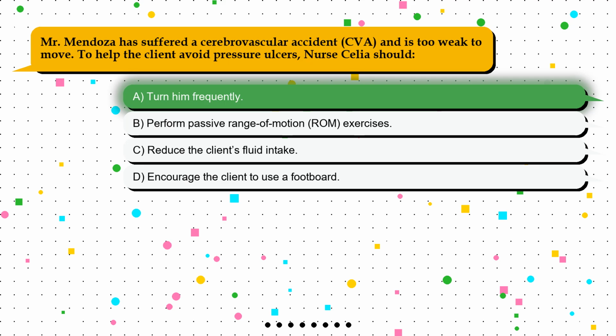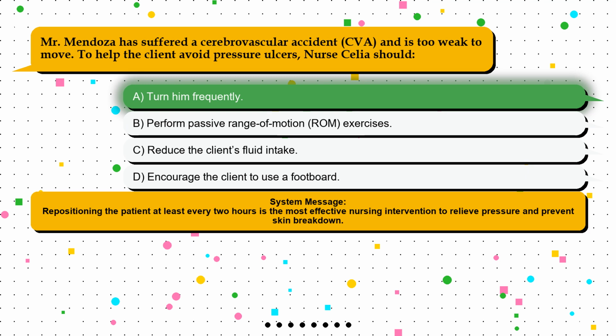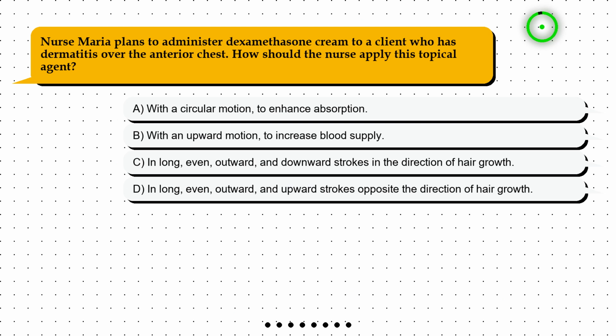The correct answer is option A, turn him frequently. Repositioning the patient at least every 2 hours is the most effective nursing intervention to relieve pressure and prevent skin breakdown. Question 3. Nurse Maria plans to administer dexamethasone cream to a client who has dermatitis over the anterior chest.